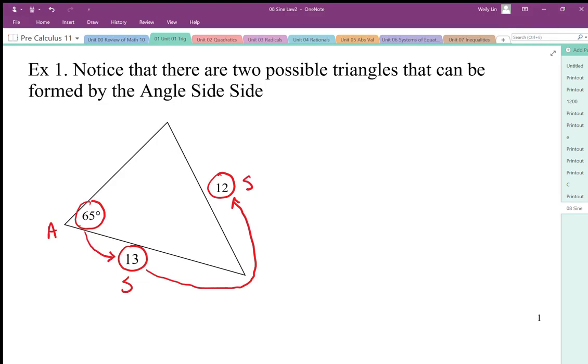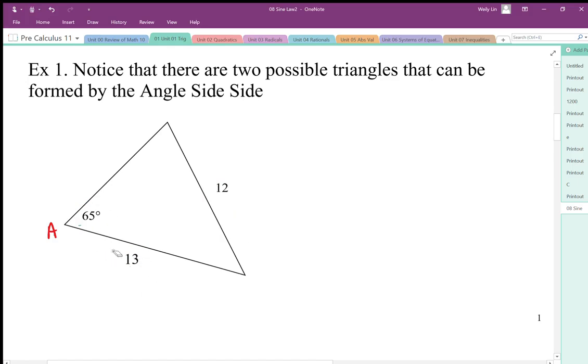two possible triangles. Another way to identify when we have this is when we have an angle, an adjacent side, and a side opposite. That's often an angle side-side situation. So what is it about this angle side-side situation that's problematic?